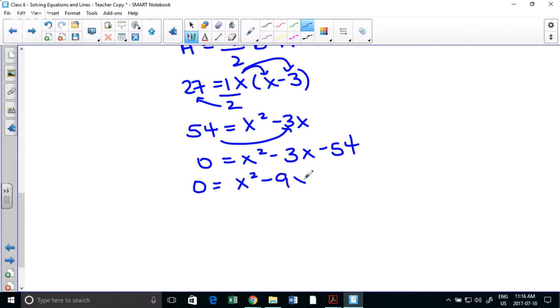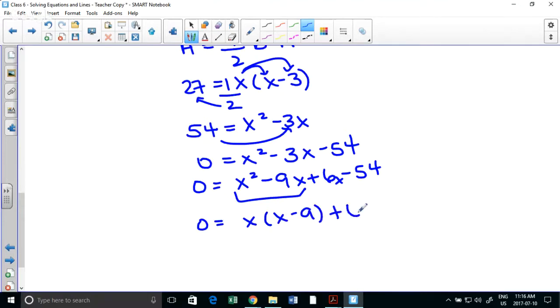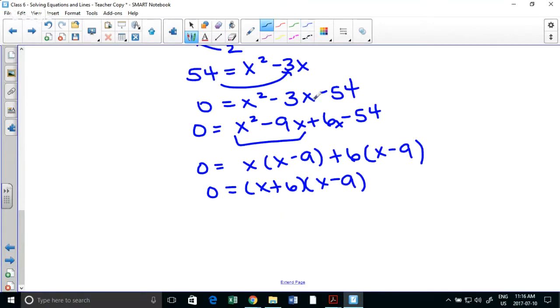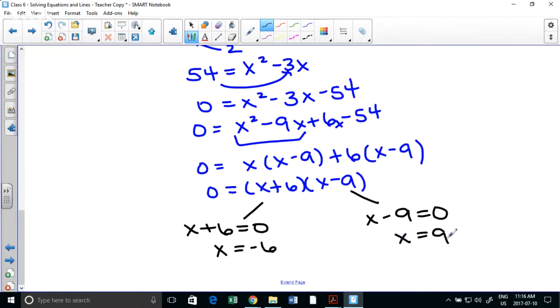So we would get 9 and 6. Regrouping, we would get x and plus 6. Jumping to x plus 6, x minus 9. So like I said, when you get to this point, you have to set each of the individual factors equal to 0. So in this case, you would get x is negative 6, and in this case, you would get x is 9.